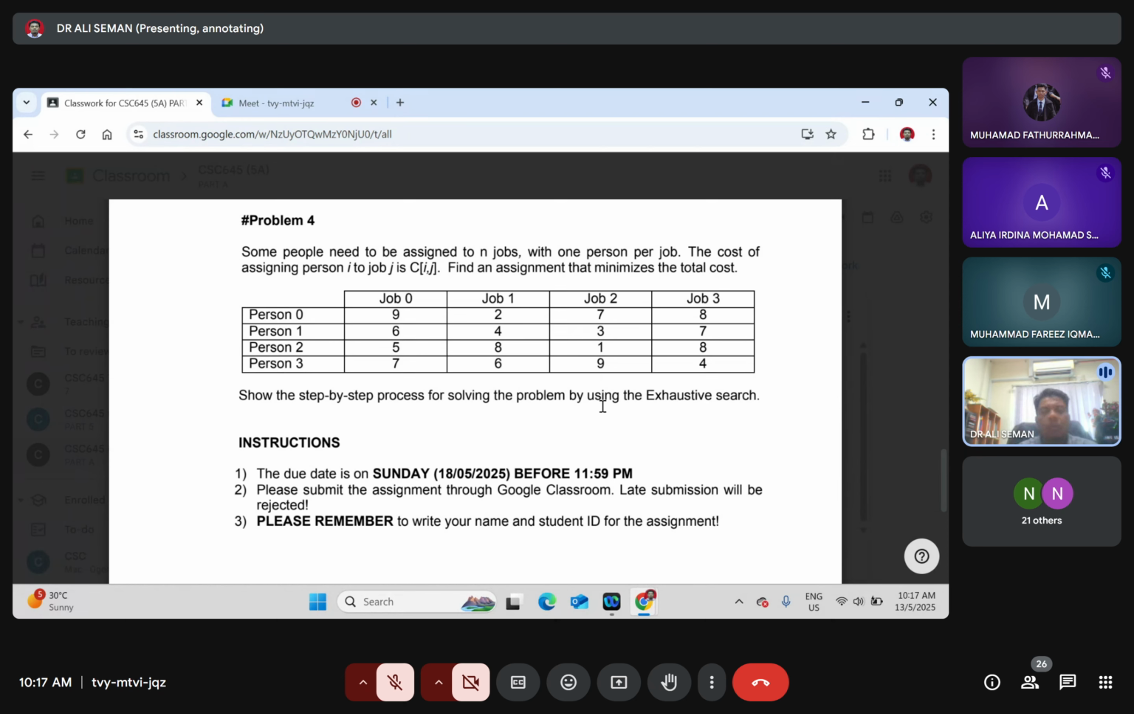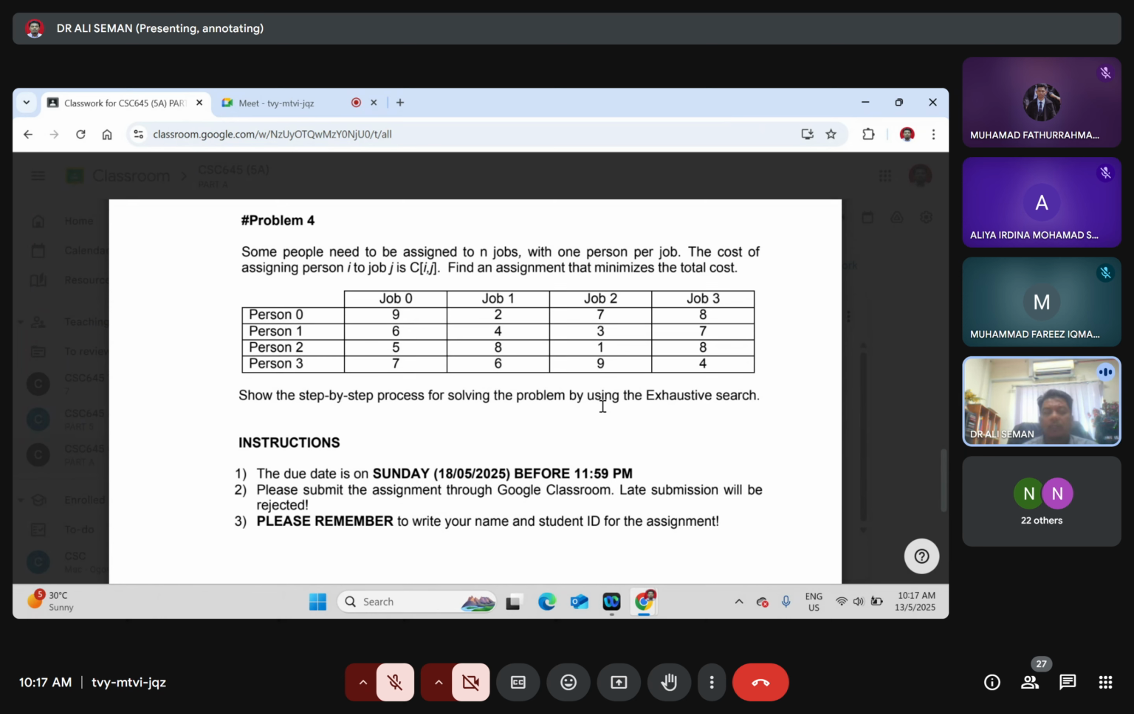So all these are four problems that fall under the brute force design strategy, and we have done the lectures. Next week, basically, no more brute force. We continue with the next design strategy.